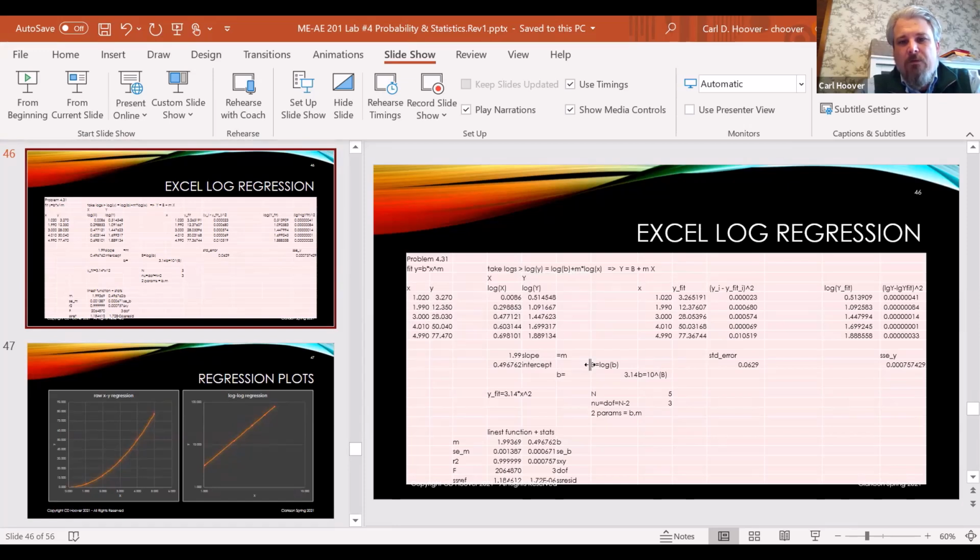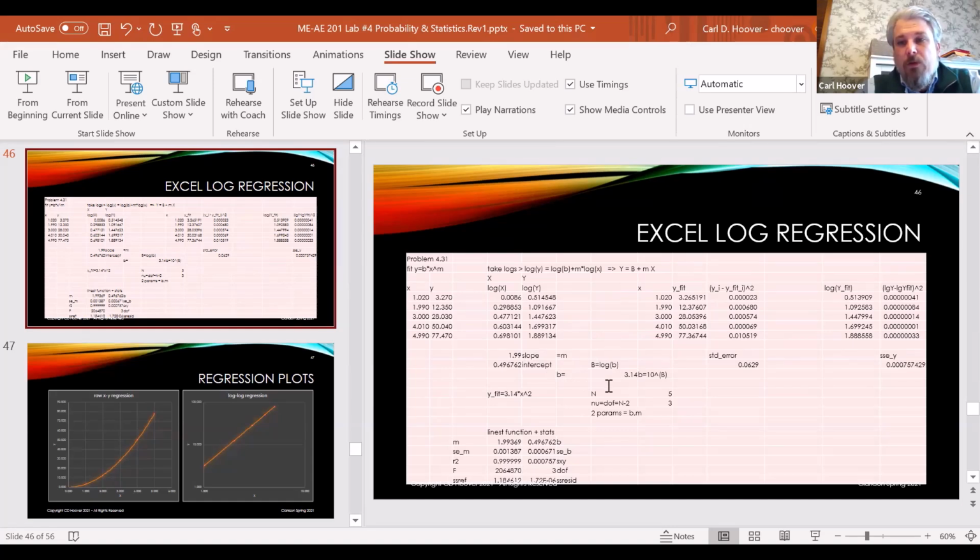And so the m is straightforward. The m is 1.99, which is just what we're looking for. The b we have to transform back to be the original b by raising 10 to the power of this intercept. And so then we get a little b that's 3.14. So our new model has y equals b times x to the power of m, where m is 1.99, or about 2, and b is 3.14.